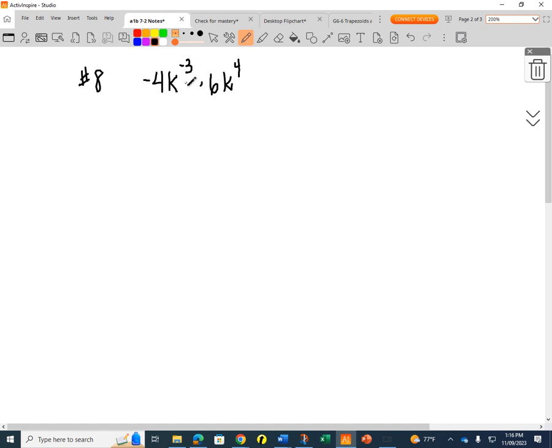So remember, what is the exponent on negative 4 if you don't see it? 1, right? What's the exponent on 6 if you don't see it? 1, right? So 6 and 4, they're not like bases. We can rearrange this. It's going to be negative 4 times positive 6 times k to the negative third times k to the fourth. So now we're going to multiply these on our calculator. Negative 4, so that's 4 negative button times 6, negative 24.